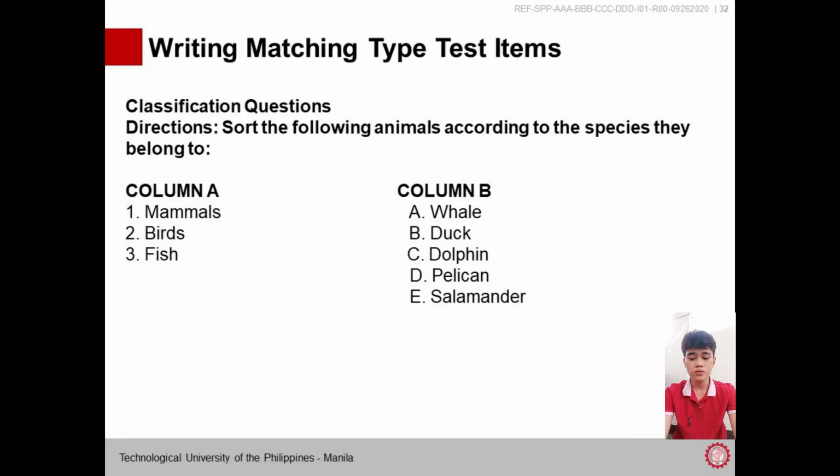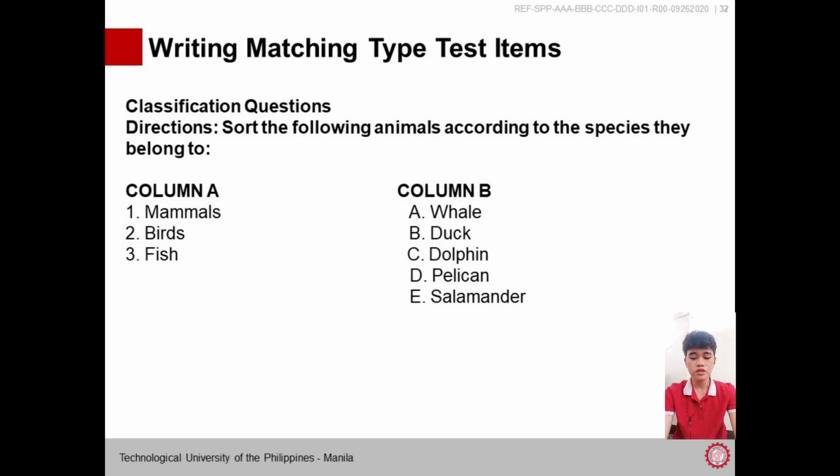Then number 2 is the birds. So here in column B, what are the birds? First is the letter B, the duck. Then the letter D, the pelican. So there is the answer in number 2.